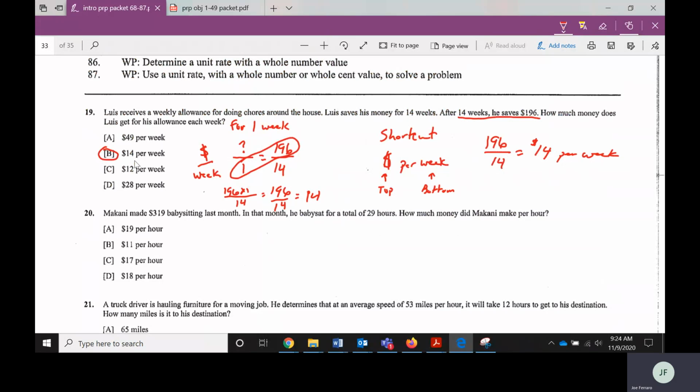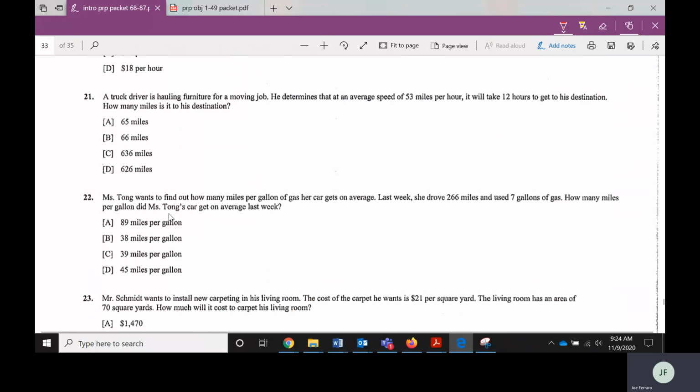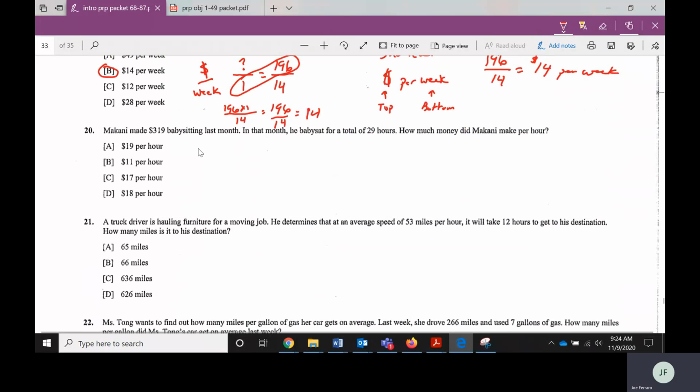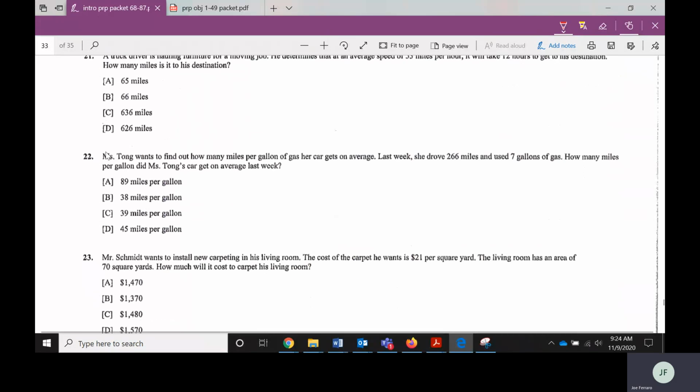So let's do another one that's just like that. We're going to skip a couple problems and come back to a couple of these. Number 20 will be very similar to this one, so we'll skip that for now. 22 is also the same type of problem, but it doesn't deal with money, so we're going to look at that one. He wants to find out how many miles per gallon of gas the car gets on average. That's kind of an important thing. A lot of people want a car that gets better miles per gallon.